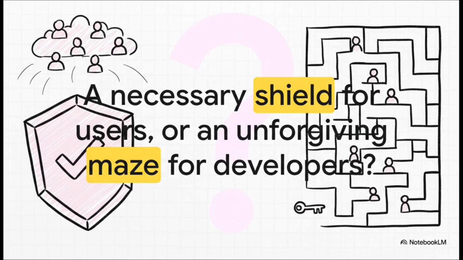So, what's the big takeaway here? On the one hand, you've got this incredibly powerful system that's designed to protect millions of users from malware and bad actors. It's a necessary shield. But on the other hand, for a developer who's just trying to do the right thing, it can feel like this complex and sometimes totally unforgiving maze. The reality, it's probably both. And learning to navigate that maze is just the price of admission to the biggest app ecosystem in the world.